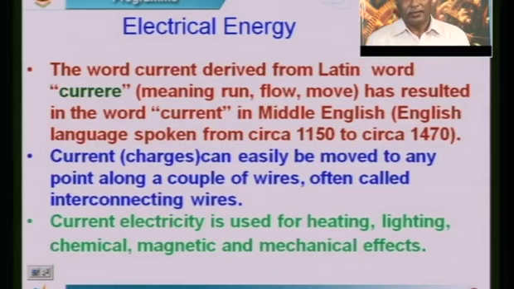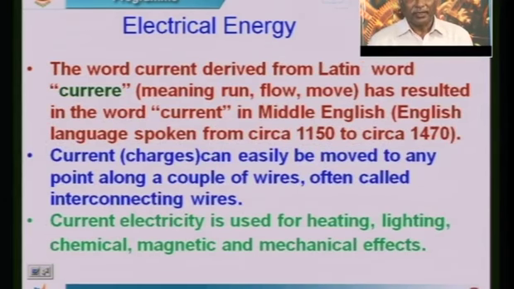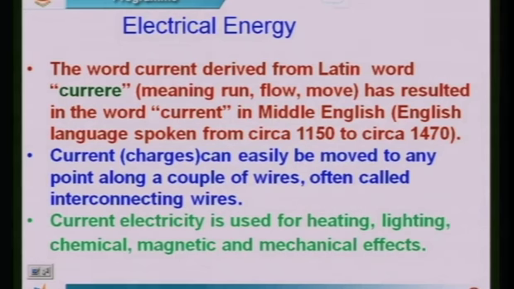The word current has been derived from currere, from the Latin language, and finally it resulted in current in Middle English. Current is nothing but the movement of charges, and the electricity can be transferred over two wires, called interconnecting wires, to any other point. Electricity can be used for heating, lighting, chemical, magnetic and mechanical effects.